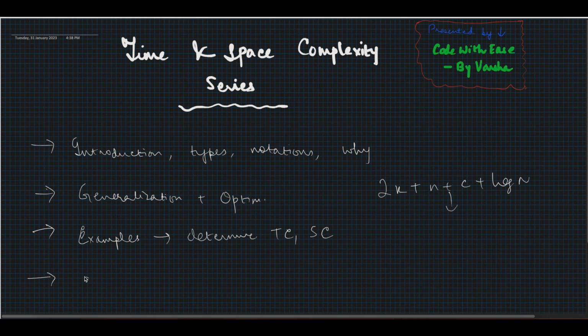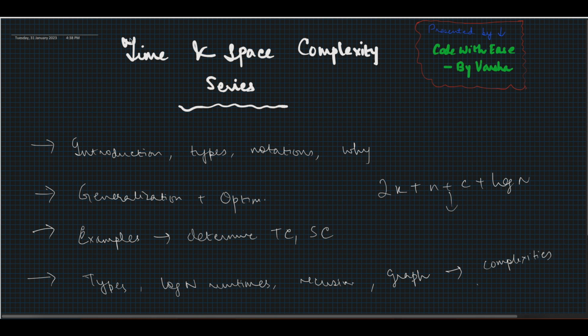Then we will discuss the types. For example, you have log n runtimes. How do we calculate if a certain logic is going to have a runtime complexity of log n, and recursive timelines? There is also one more concept of the graph, in which we are going to arrange all the complexity notations in increasing order, the one which has the lowest and then the highest.